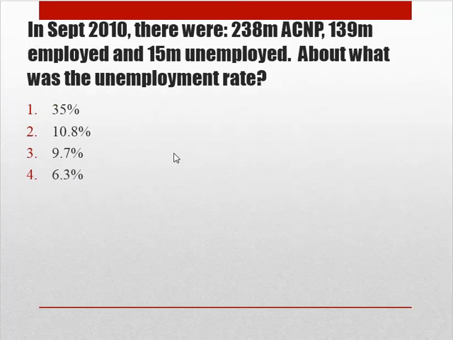For the unemployment rate, we're going to look at the unemployed compared to the entire labor force. So 15 million people is going to be on the top of our fraction. On the bottom of our fraction is the total labor force, which is all of the employed plus all of the unemployed. So we would have 15 million over 15 plus 139, and I believe that gets us to 10.8%.